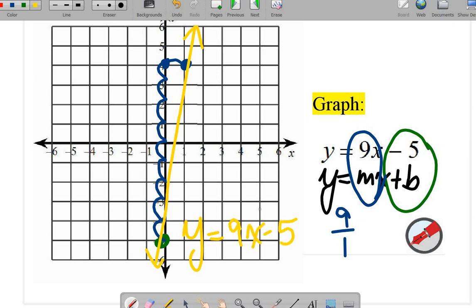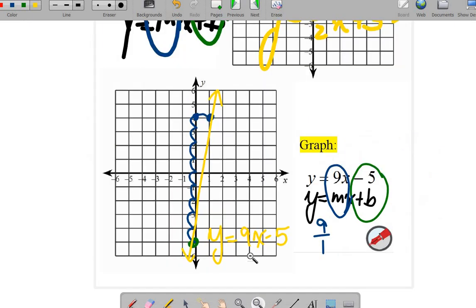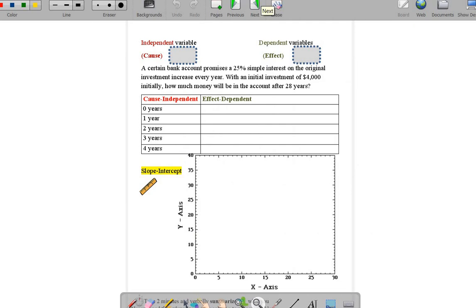Okay, make sure you correct your work. Make notes in red pen what you got right and what you need to watch out for next time. Okay, that's y equals mx plus b.